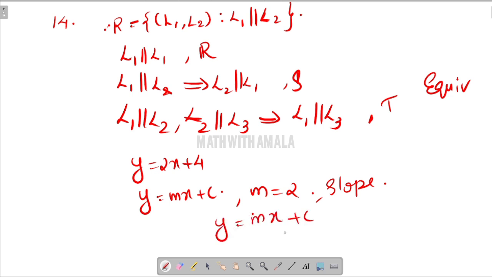Now, if we take y is equal to 2x plus 4, then comparing with y is equal to mx plus c, m equal to 2, where m is the slope of this line. So y is equal to mx plus c is a line. For lines parallel to 2x plus 4, you can take y is equal to 2x plus k, where k is a real number.